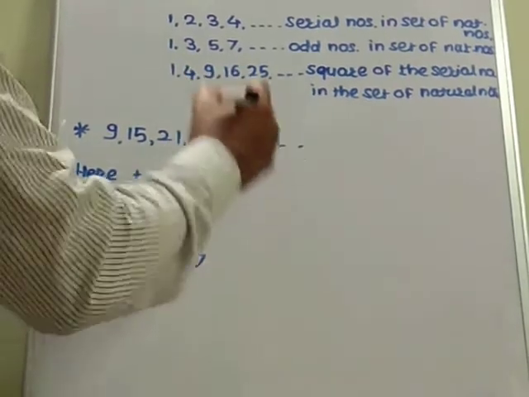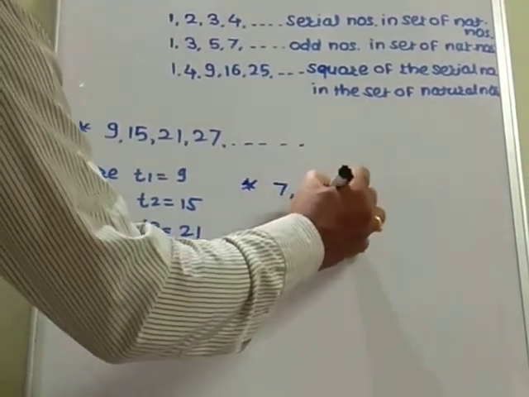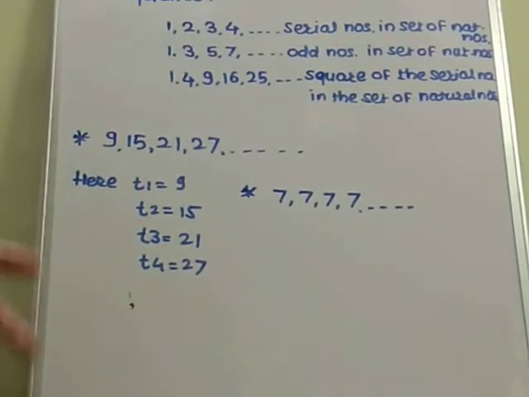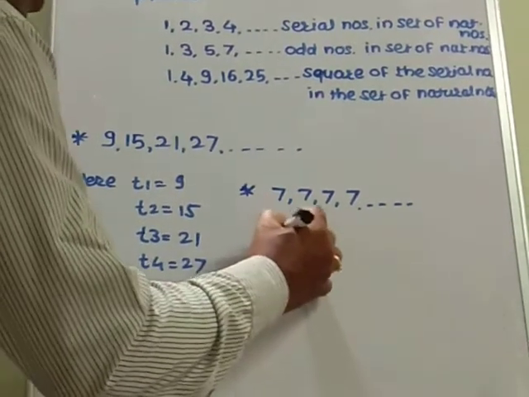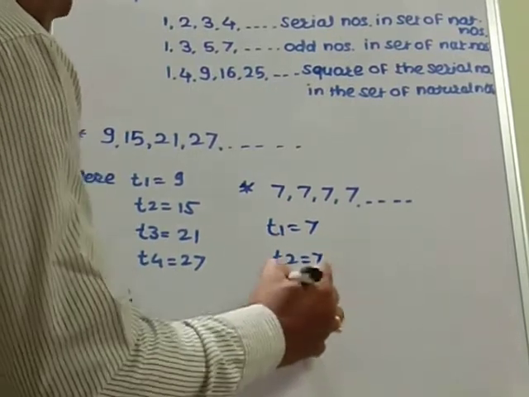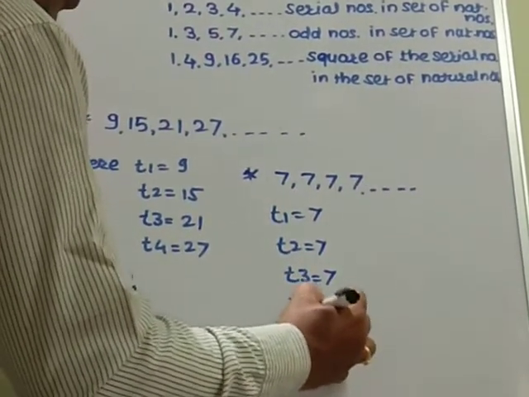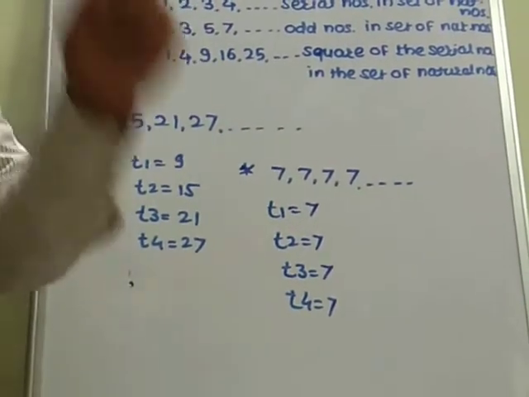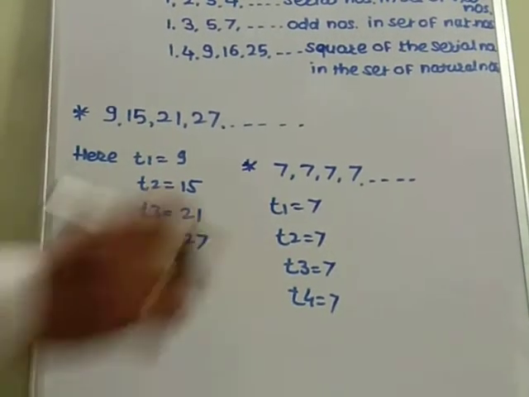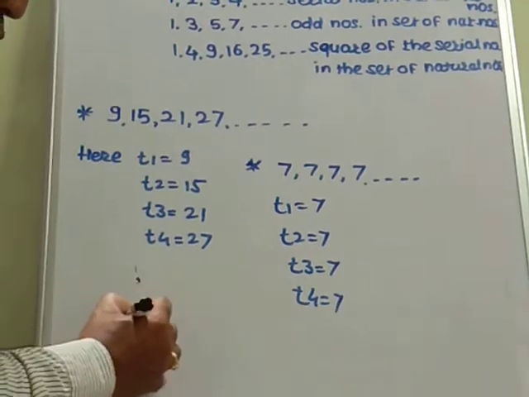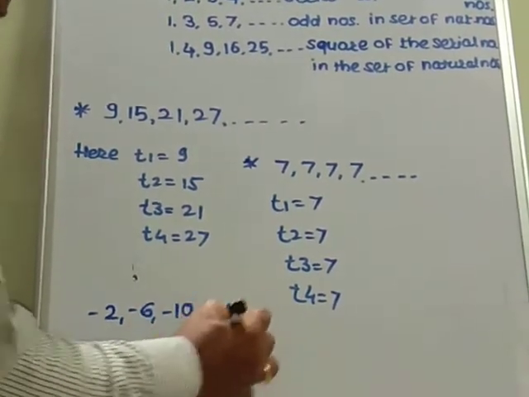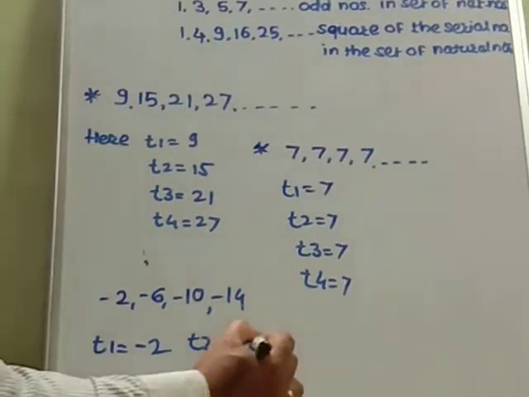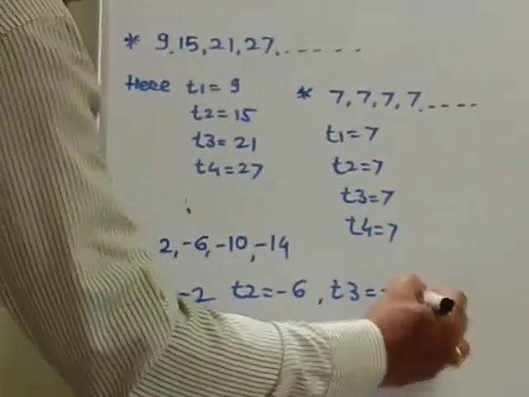Another example: 7, 7, 7, 7. Here, which is the first term, which is the second, which is the third? In a similar manner, T1 is equal to 7, T2 is 7, T3 is 7, T4 is 7. Suppose another example: minus 2, minus 6, minus 10, minus 14. First term T1 is minus 2, T2 is minus 6, T3 is minus 10.